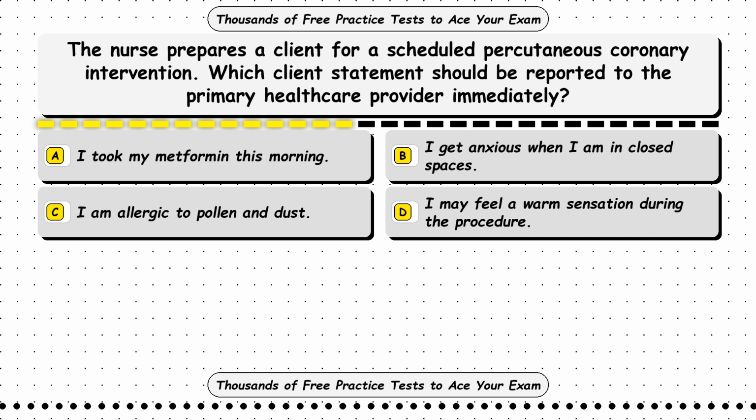Option A. I took my metformin this morning. Option B. I get anxious when I am in closed spaces. Option C. I am allergic to pollen and dust. Option D. I may feel a warm sensation during the procedure.